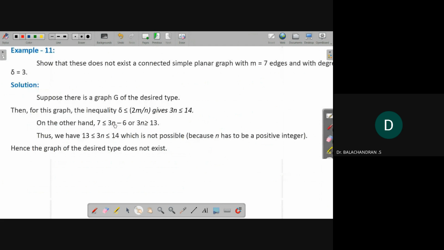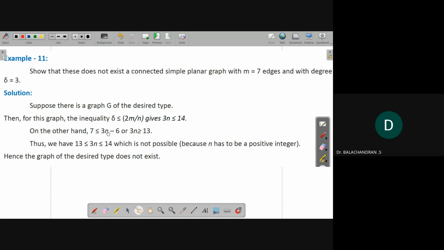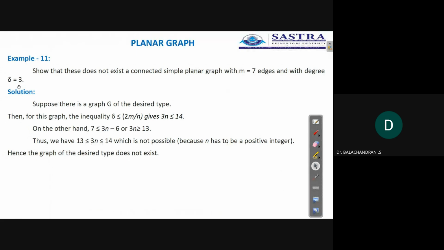So in this problem, first I'll read the question. Show that there does not exist a connected simple planar graph with m equal to 7 edges and with minimum degree delta equal to 3. So we should show that there does not exist a connected simple planar graph with the number of edges 7 and minimum degree 3.